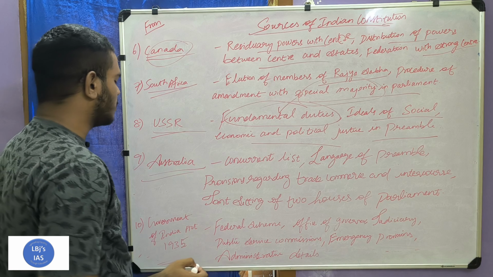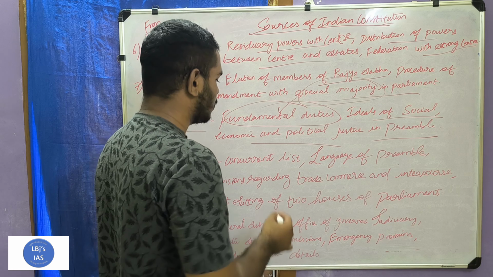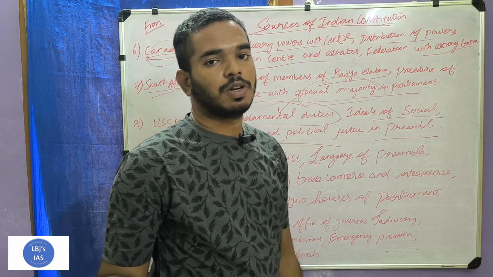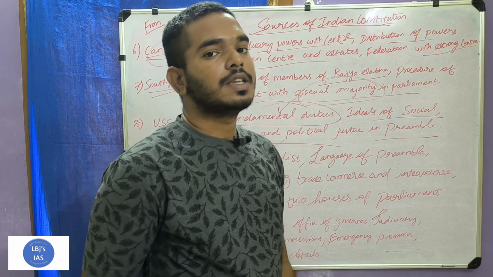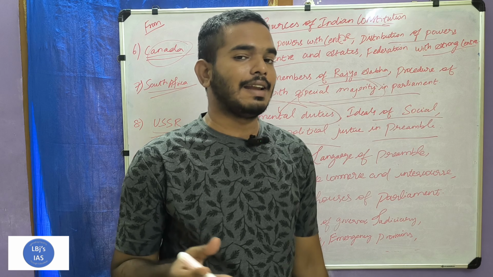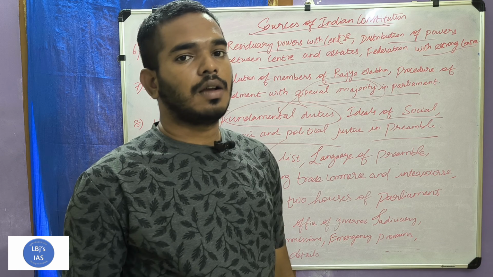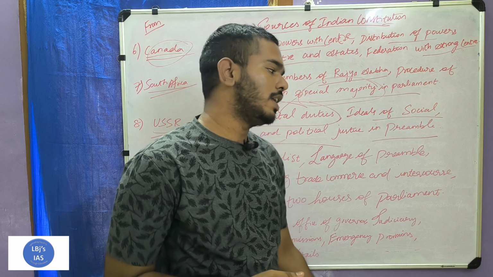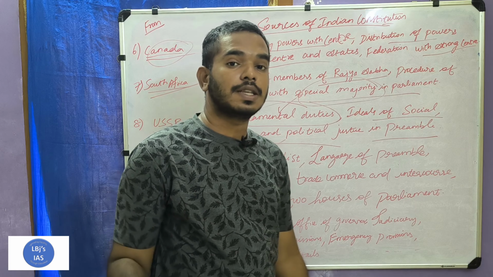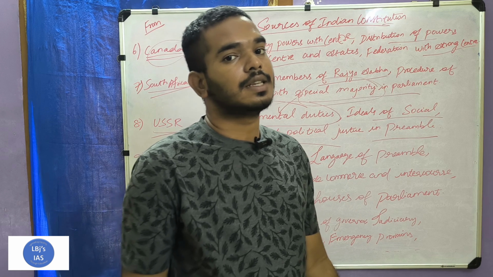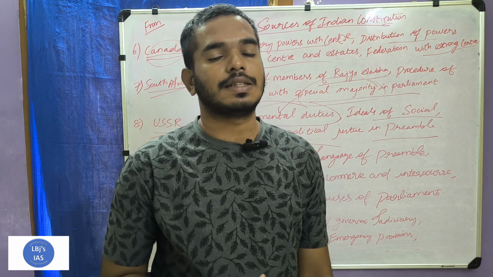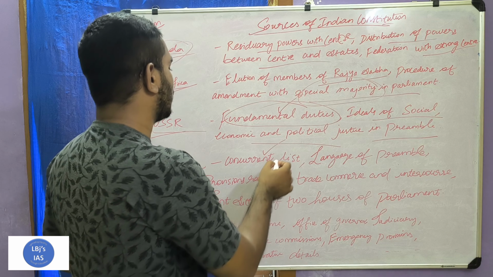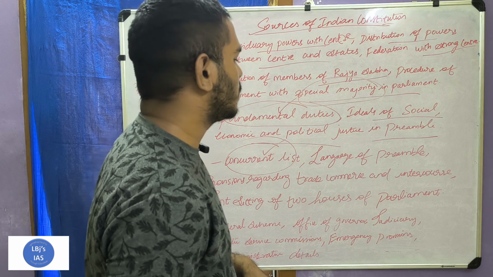Next are the provisions that were drawn from the Australian Constitution. Concurrent list. As already said, the list was divided into three types. One is the union list, in which the central government has all the powers to create a law, and then the state list, for which the state legislature has the powers to create a law. Then the third one is the concurrent list, in which both the central government and the state legislature and parliament can legislate a law on the subjects of the concurrent list. So these concurrent list provisions were drawn from the Australian Constitution.